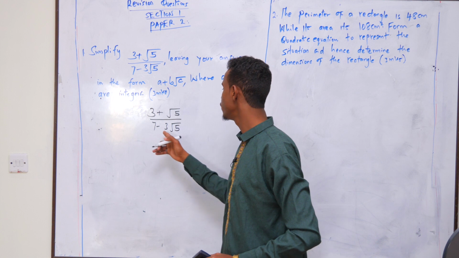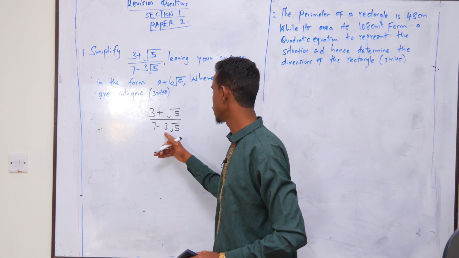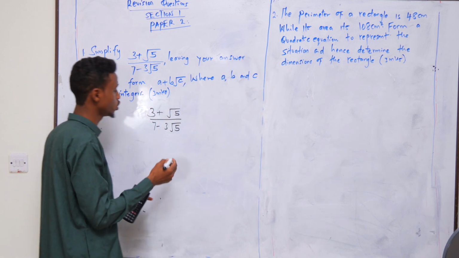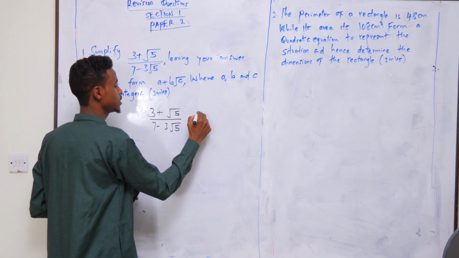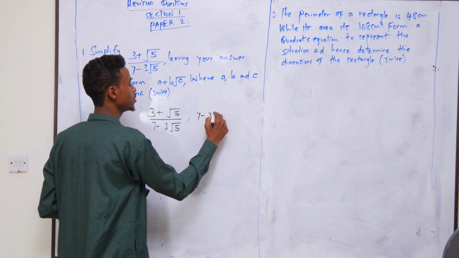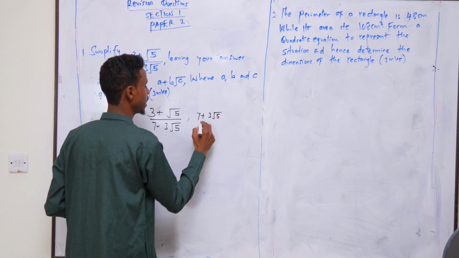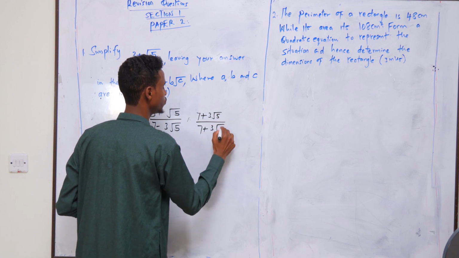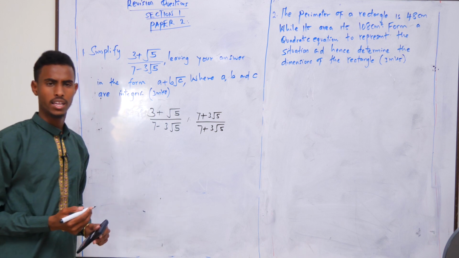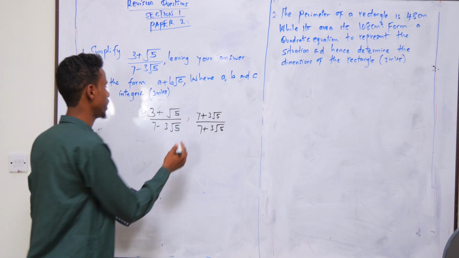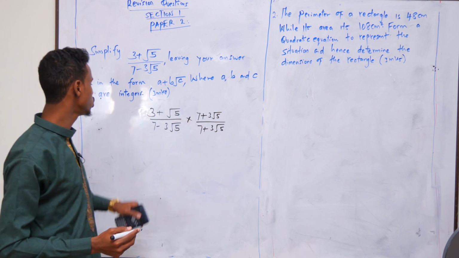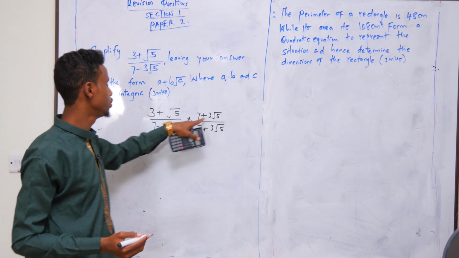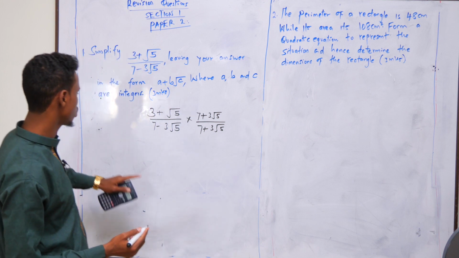What is the conjugate here? The denominator is 7 minus 3 root 5, so the conjugate will be 7 plus 3 root 5. Let's multiply by the conjugate on both the top and bottom: 3 plus root 5 over 7 minus 3 root 5, times 7 plus 3 root 5 over 7 plus 3 root 5. As the first step, you multiply by the conjugate. If one term is positive, the conjugate's is negative, and if negative, the conjugate's is positive. Now let's first solve the numerator.